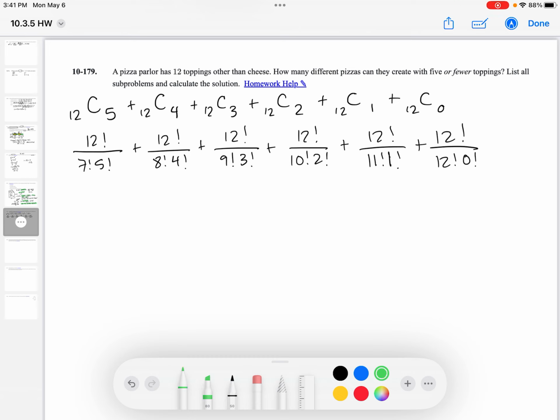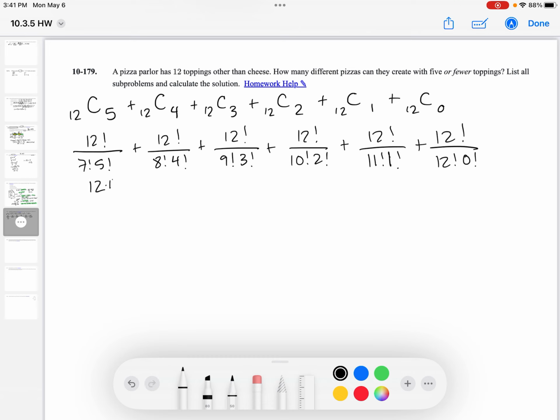So let's just notice one thing. All of these denominators, 7 plus 5, 8 plus 4, 9 plus 3, 10 plus 2, 11 plus 1, and 12 plus 0, all add up to 12, right? Okay, so that's just a pattern to notice. All right, so now let's try to simplify these a little bit, or you could just put them in your calculator. But let's just practice using factorials.